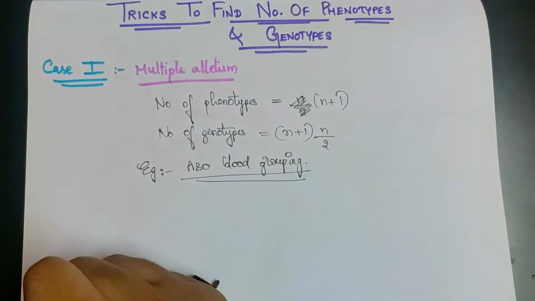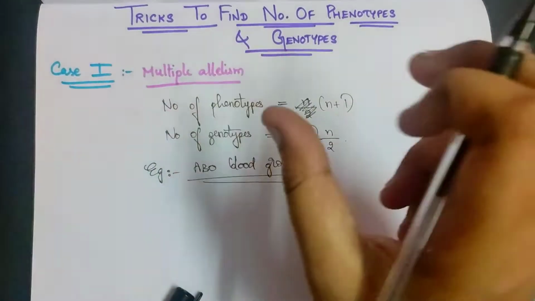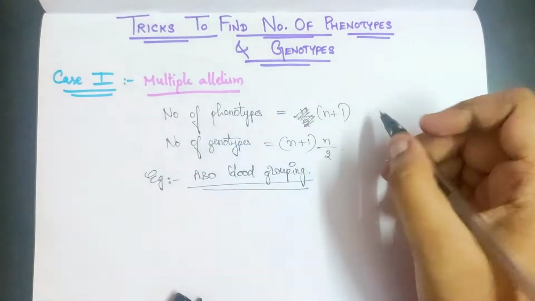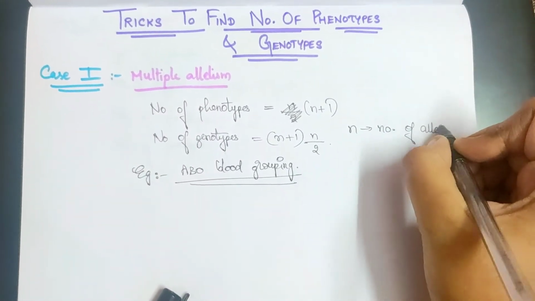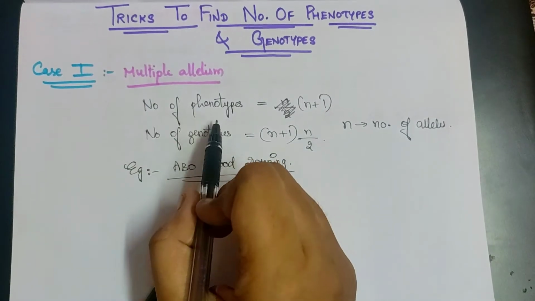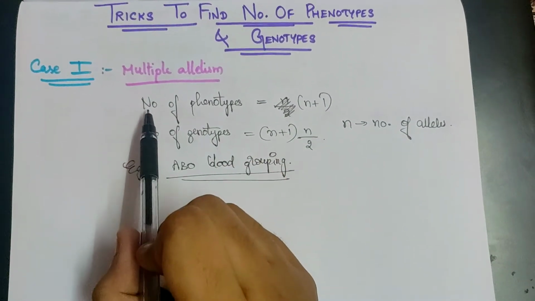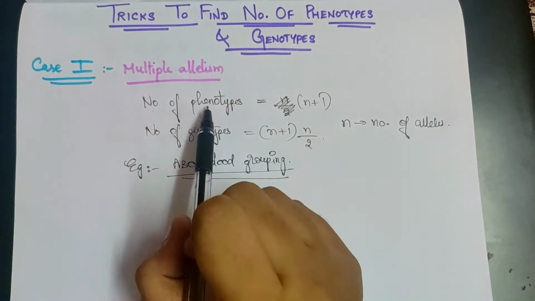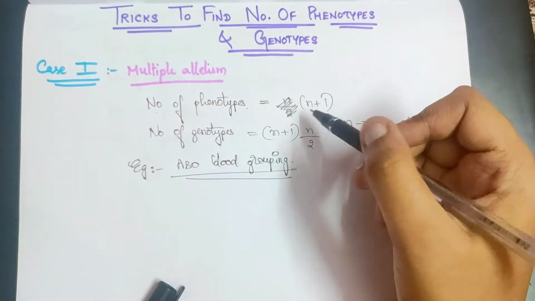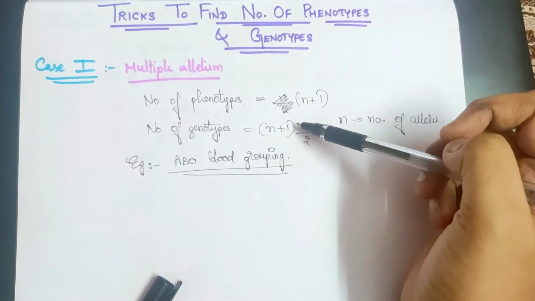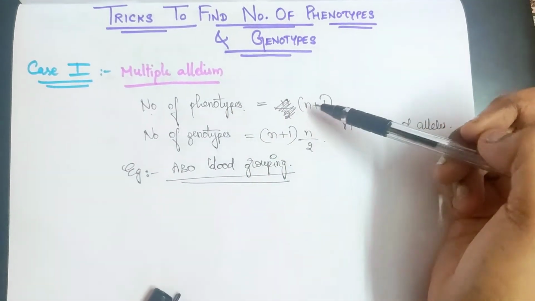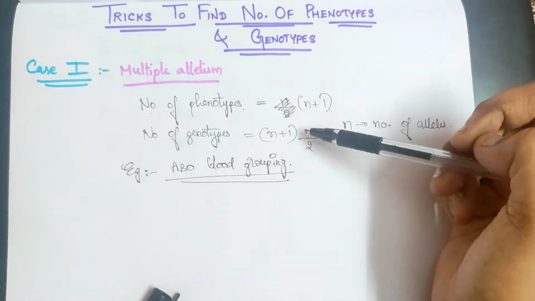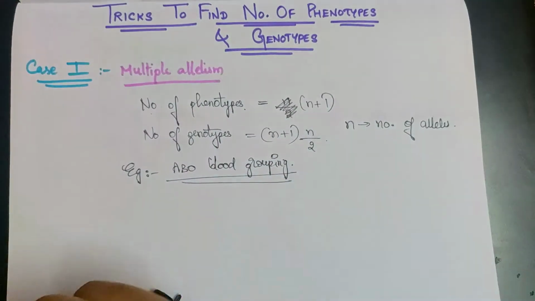Whenever they give you the number of alleles, n is the number of alleles, and they will ask you to find the number of phenotypes and genotypes. That time you can use this formula: number of phenotypes is n plus 1, and number of genotypes is n plus 1 into n by 2. Now let's see one question.